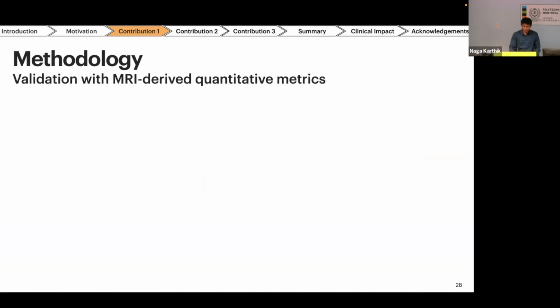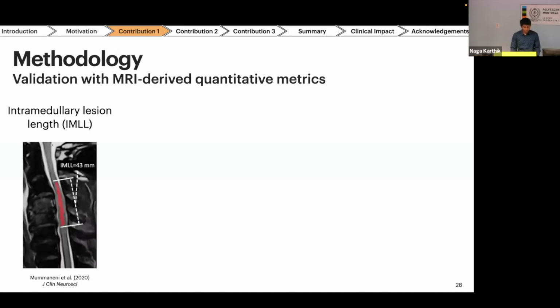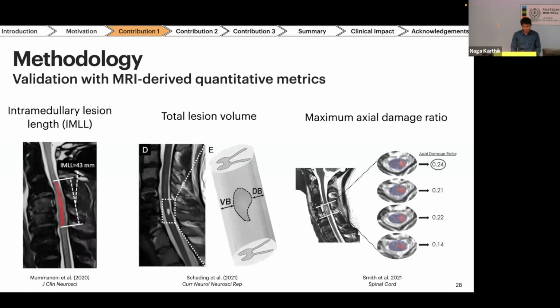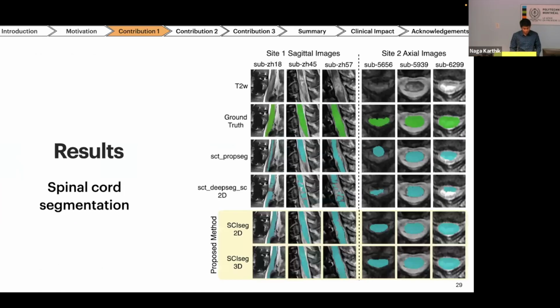Now, I briefly also mentioned that we are interested in ensuring that these tools are clinically useful. So we went to the literature and looked at some of the MRI-derived quantitative metrics. These are some examples: intramedullary lesion length, lesion volume, and also the axial damage ratio. We computed these measures from the segmentations that we obtained and validated our model with that.